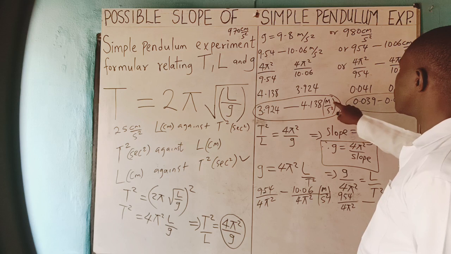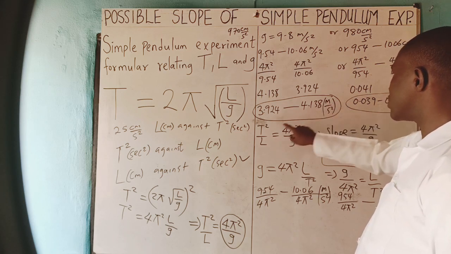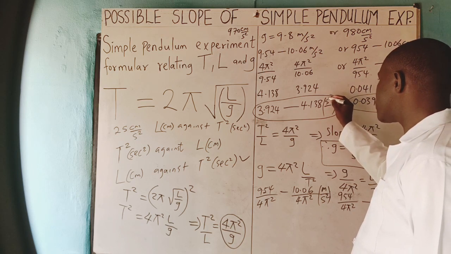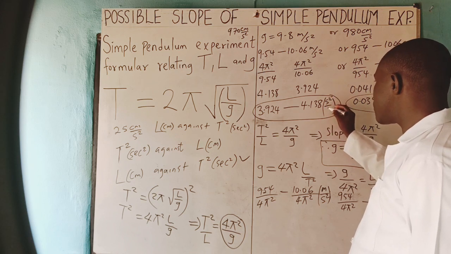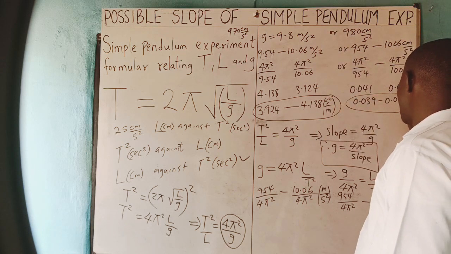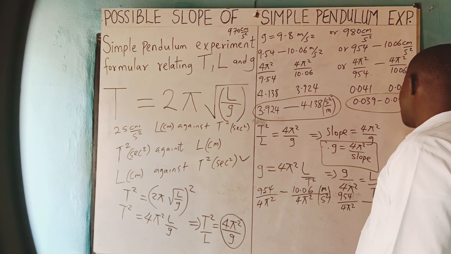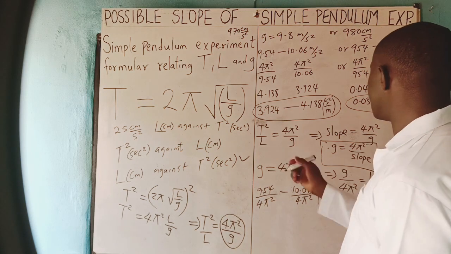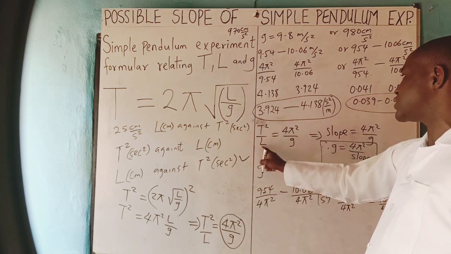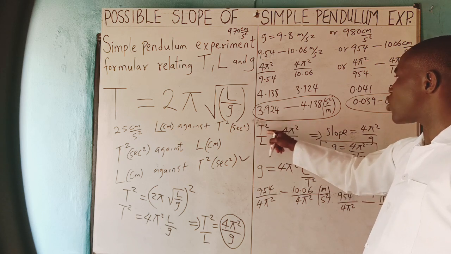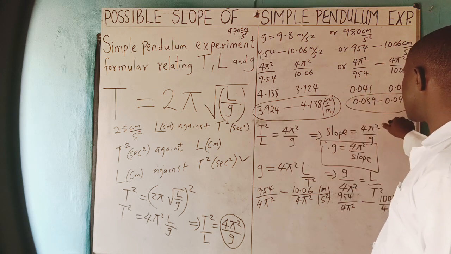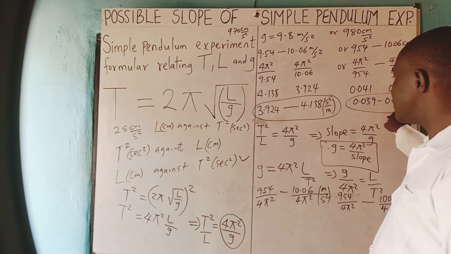Remember, this one we said is a graph of what? T squared against L. Please note, T squared against L is the opposite. T squared is second squared against meter for this one, and second squared against centimeter for this one. Please take note of the correction I just made here. Because we are plotting the graph of T squared against L, your slope should be second square over meter if L is in meter, and second square over centimeter if L is in centimeter.